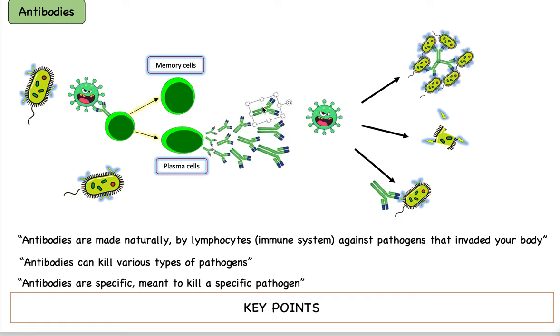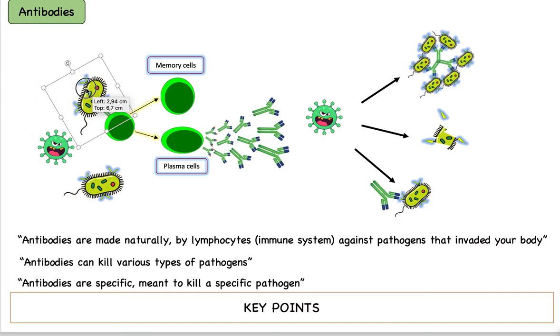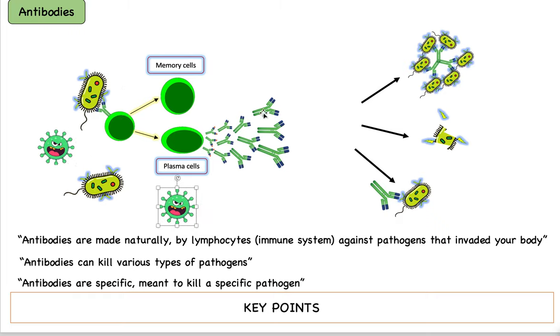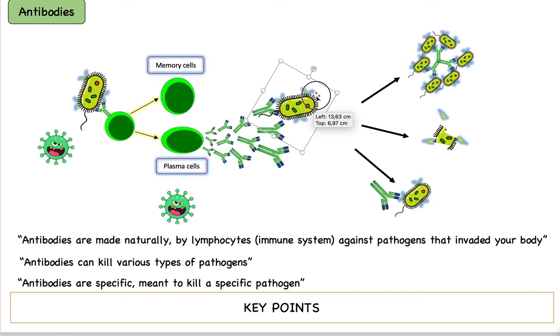So in this moment, this antibody was made only for this pathogen. In this moment, these antibodies are only made for this pathogen. That's what I mean by specific. At any moment, a specific antibody is only made for one type of pathogen. Okay?